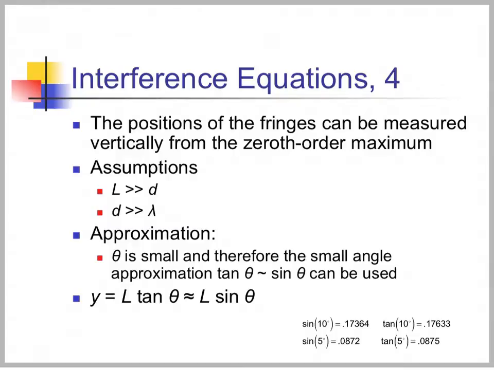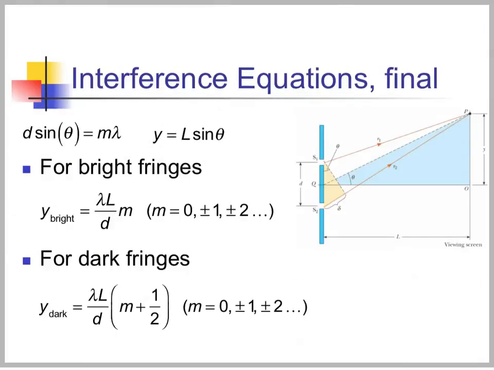We can see down here at this table, at 10 degrees, sine of theta is 0.1736, and tangent is 0.1763. It's a little bit off. At 5 degrees, they're even closer together. It's a good approximation for small angles. So d sine theta is equal to m lambda, and y is equal to L sine theta, so the distance between the bright fringes is lambda L over d times m, or for dark fringes it's lambda L over d times m plus a half.